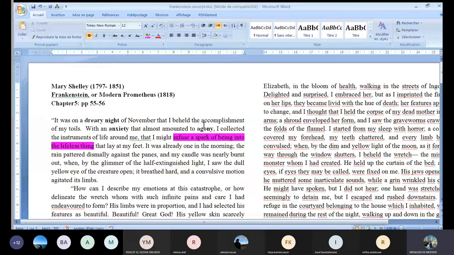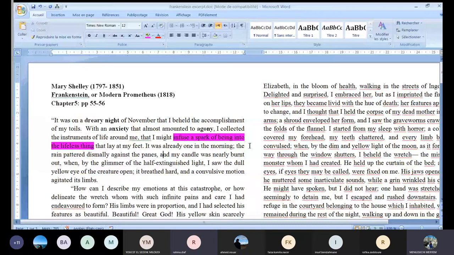I want you to think about this expression here, that infuse a spark of being, that is a spark of life, giving life to the lifeless thing that lay at my feet. Can you comment on this expression? What do you think of it? Yes? I think that the word spark kind of refers to electricity, and he used electricity to reanimate the body. Mm-hmm. He tried to give him life by using the electricity. That's it.